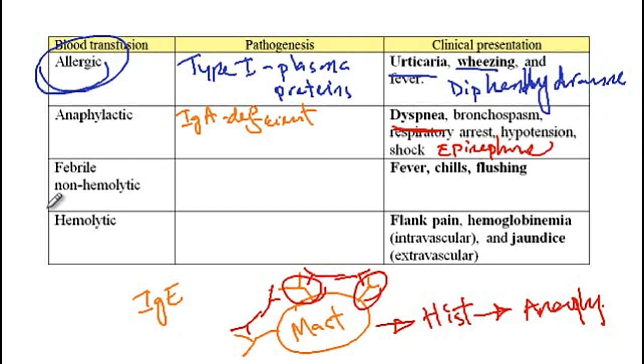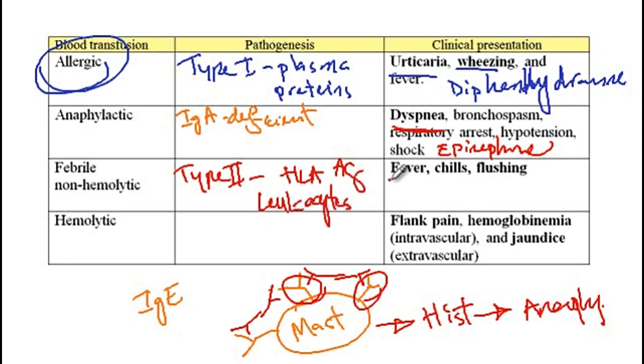The next type of reaction is the febrile non-hemolytic reaction, which is a type 2 hypersensitivity reaction against the donor's HLA antigens, as well as the contaminating leukocytes that are present among the red blood cells. And these patients will present with fever, chills, and flushing.